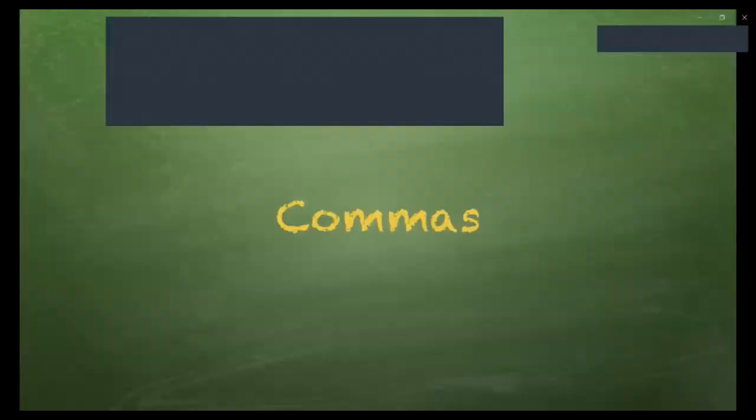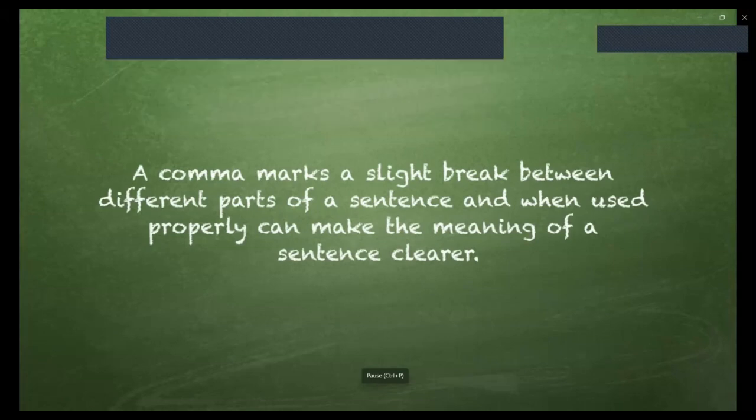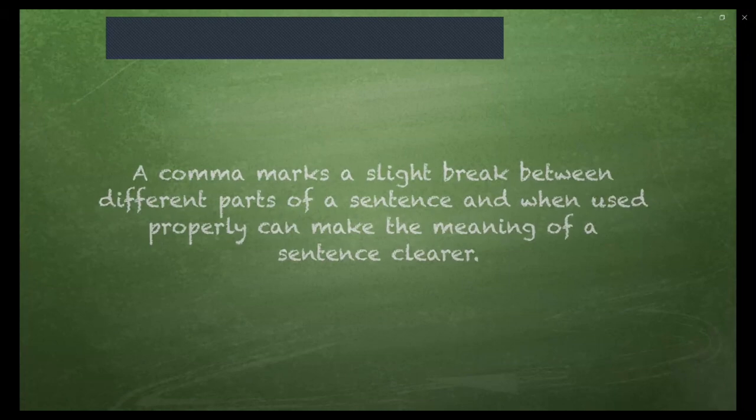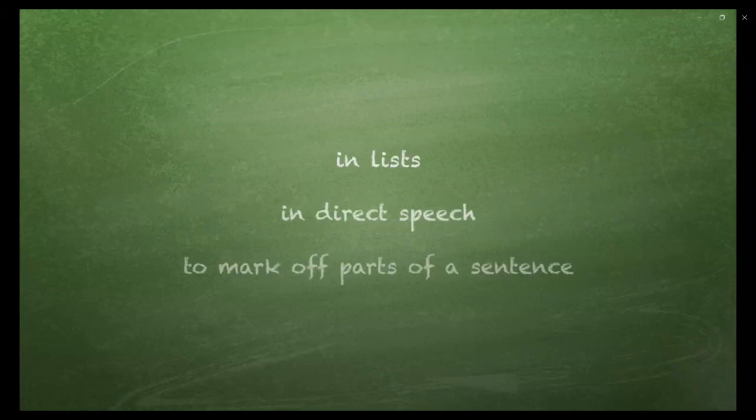Commas. A comma marks a slight break between different parts of a sentence and, when used properly, can make the meaning of a sentence clearer. These are the main cases when you need to use a comma. In lists. In direct speech. To mark off parts of a sentence.